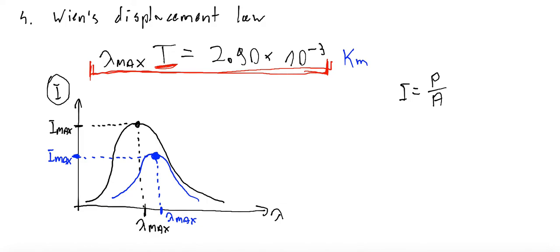Now, what does it mean? It means that the blue curve has lower temperature than the black curve. Okay, high temperature, small temperature.